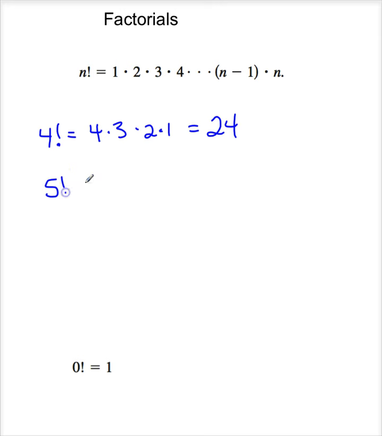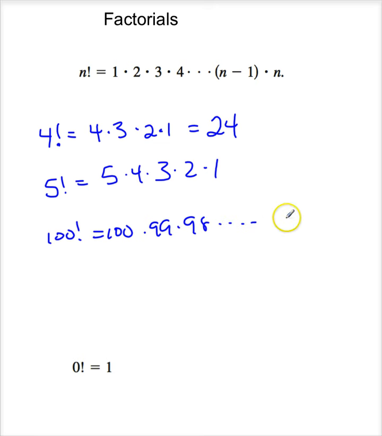5 factorial is 5 times 4 times 3 times 2 times 1, and so on. If I wanted 100 factorial, I would start at 100, multiply by 99, 98. Now, I don't want to write all of those, so I put the dots when they're very long. Now, one factorial of interest is 0 factorial. It's defined to be 1.